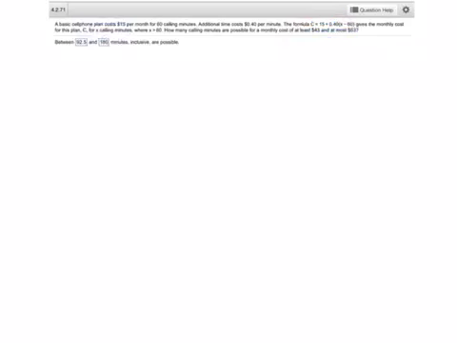In this word problem, we are told that a basic cell phone plan costs $15 per month for 60 calling minutes, and additional time costs 40 cents a minute. The formula C equals 15 plus 0.40 times the quantity x minus 60 gives the monthly cost C in calling minutes x, where x is bigger than 60 minutes. How many calling minutes are possible for a monthly cost of at least $43 and at most $63?